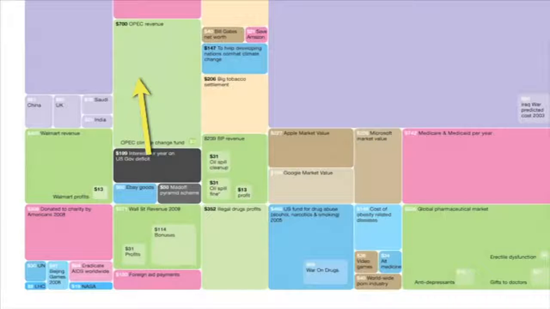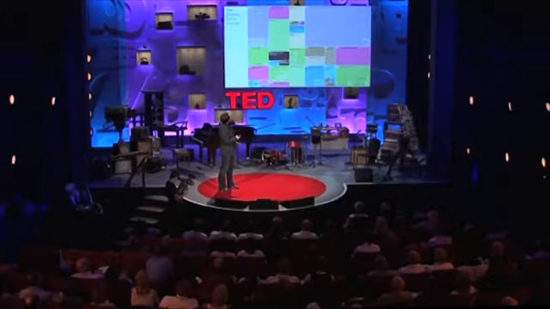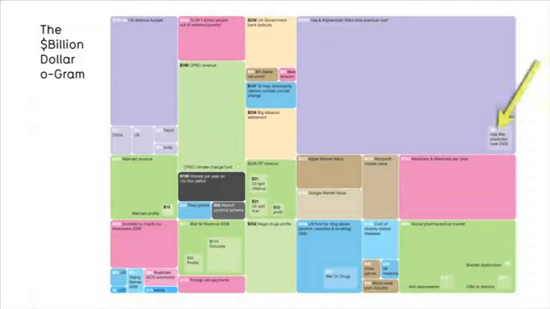This is OPEC's revenue, this green box here, 780 billion a year. And this little pixel in the corner, 3 billion, that's their climate change fund. Americans, incredibly generous people, over 300 billion a year donated to charity every year, compared with the amount of foreign aid given by the top 17 industrialized nations at 120 billion. And then, of course, the Iraq war predicted to cost just 60 billion back in 2003, and it mushroomed slightly. Afghanistan and Iraq mushroomed now to 3,000 billion.